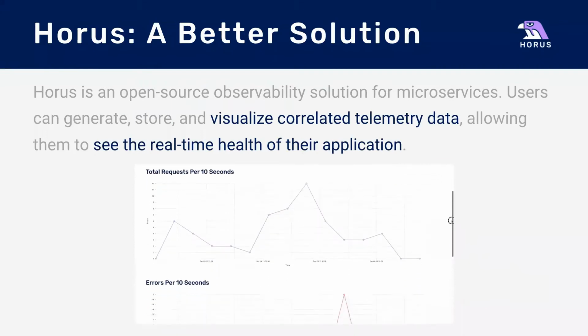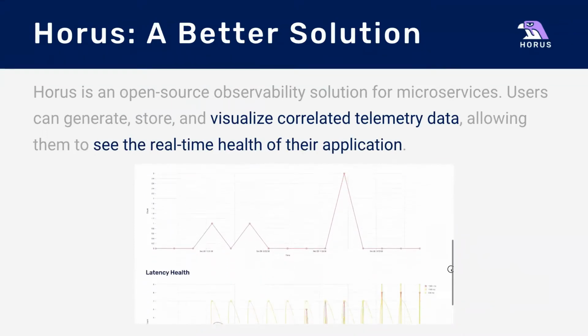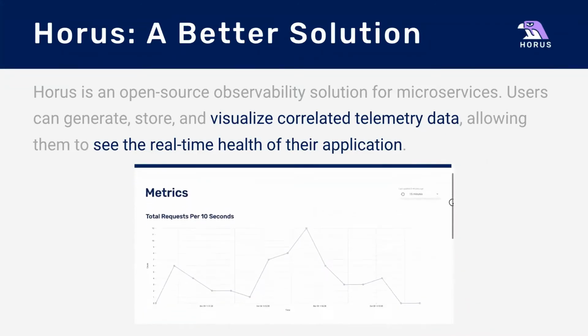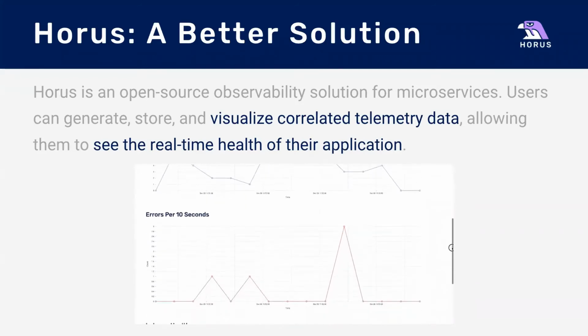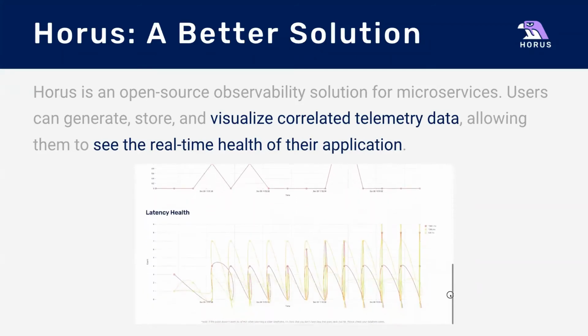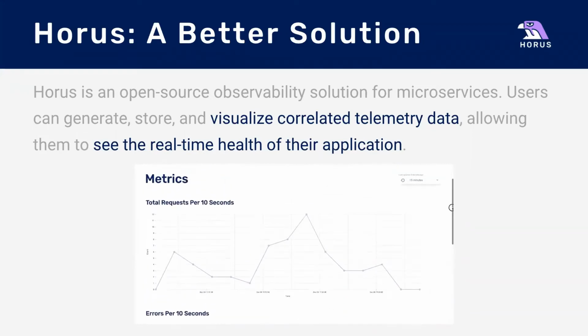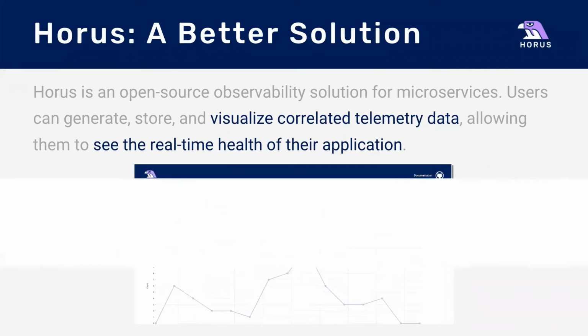The last part of Horus, and Rich mentioned in the presentation stage, this is the main place people interact with an observability product, and that's the same for Horus. This is where you can visualize correlated telemetry data and see the real-time health of your application. Here's a little GIF of the UI, but let's actually take a closer look at the UI.